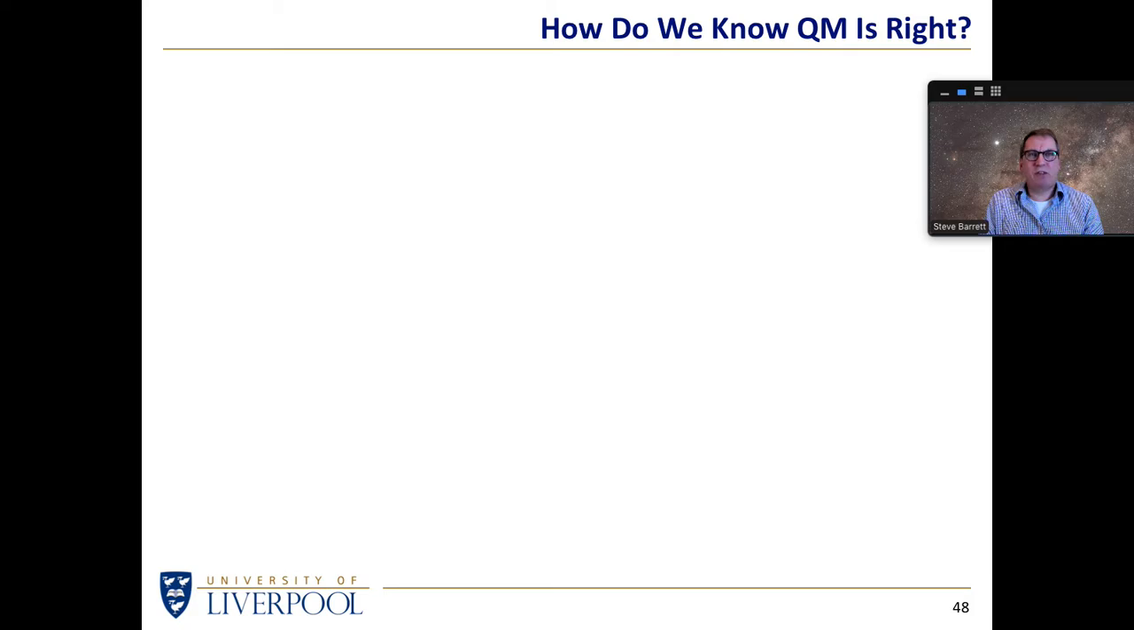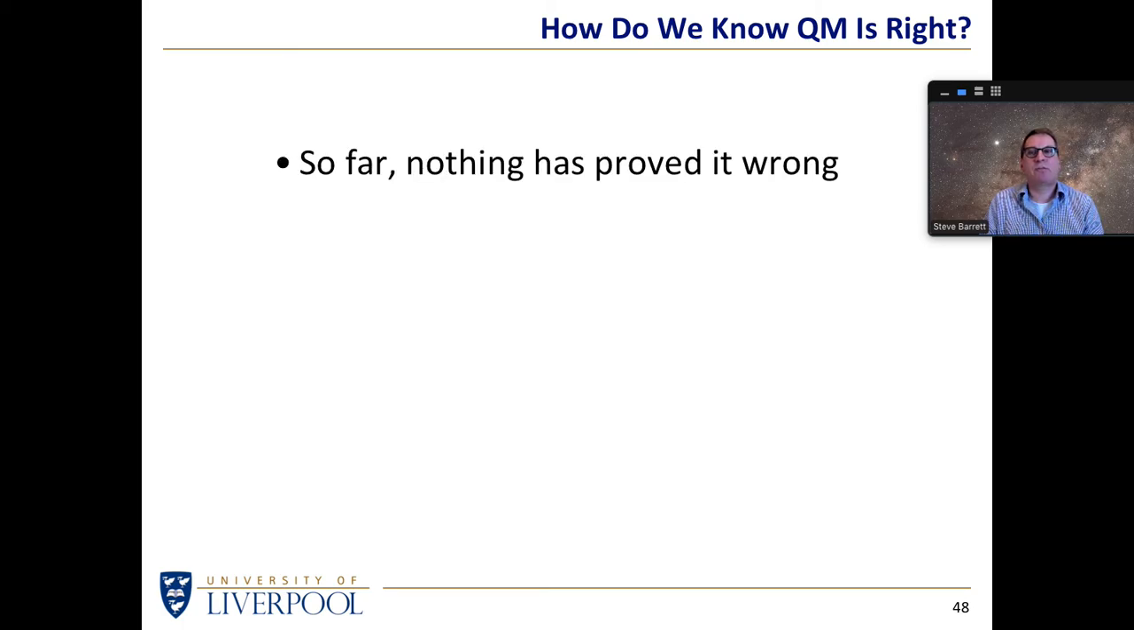So I've said some of the weird things about quantum mechanics, but why do we believe it? Why don't we just throw quantum mechanics away and try something else? Well, the basic line is, so far, although quantum mechanics has existed for a century, nothing has proved it wrong. We know certain things happen in atoms and molecules and small-scale structures that Newtonian mechanics, the mechanics of Newton, cannot explain. And so far, quantum mechanics has given all the right answers.